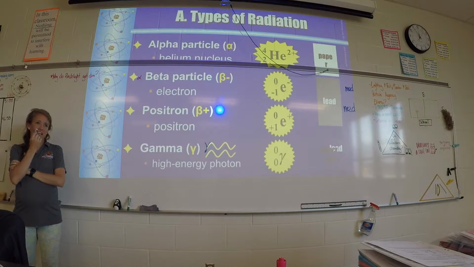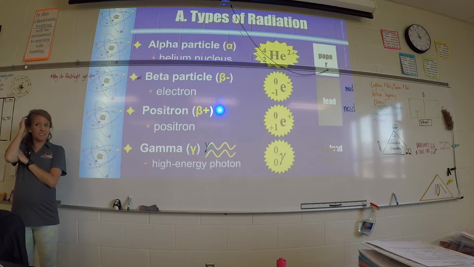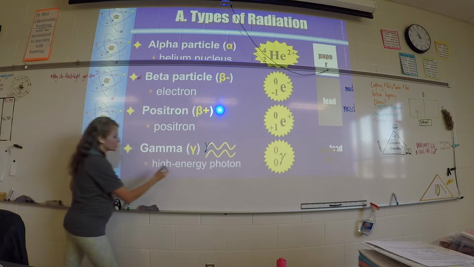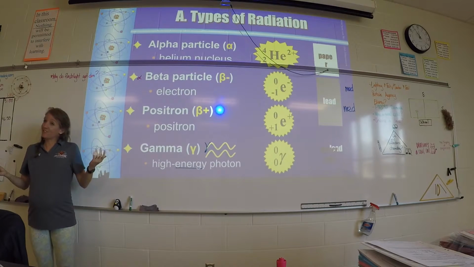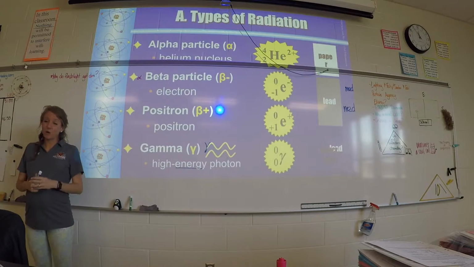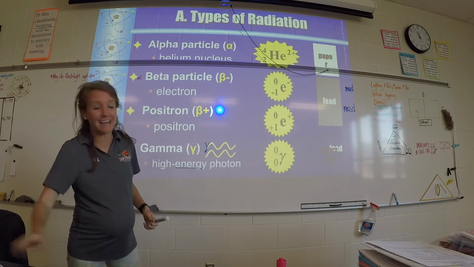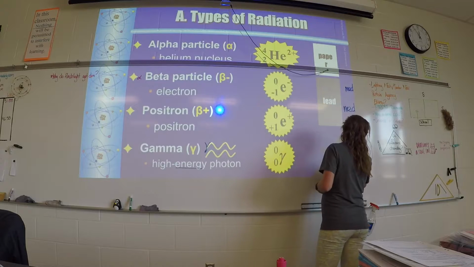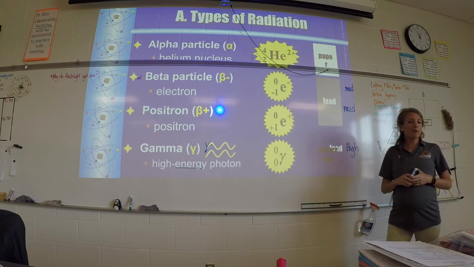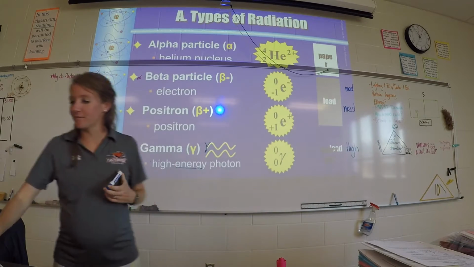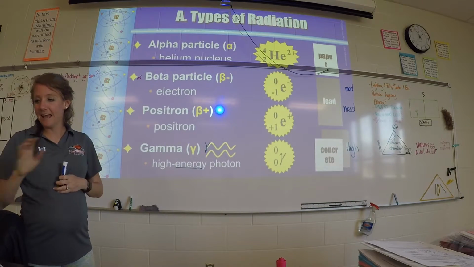So what do you notice? Does a gamma have mass? No, because the top number is 0. Does it have any protons? No. So the thing about gamma is it's just pure energy, so it doesn't have a charge either. But because it's so high in energy, that's why it has the highest penetration power. Wait, does lead stop it though? To stop gamma, you need some sort of thick combination of lead and concrete.